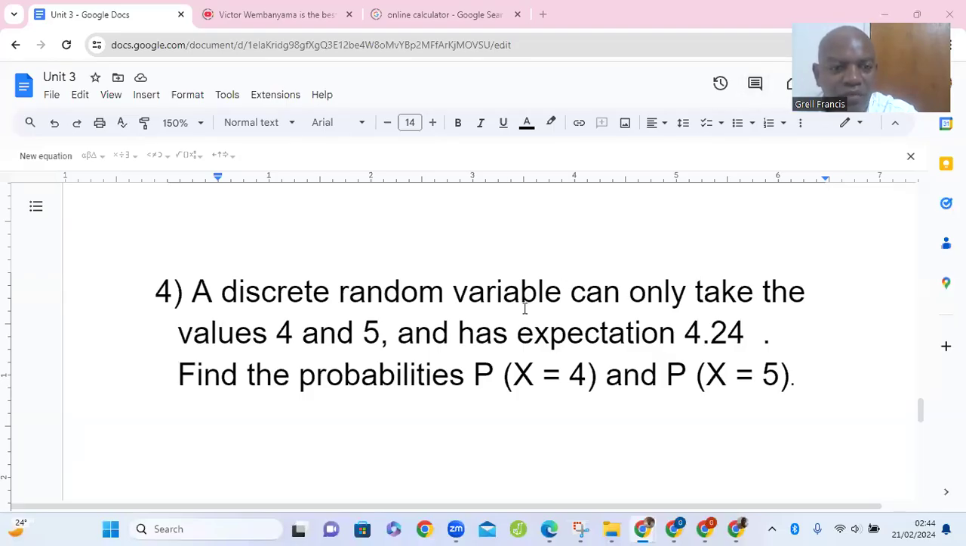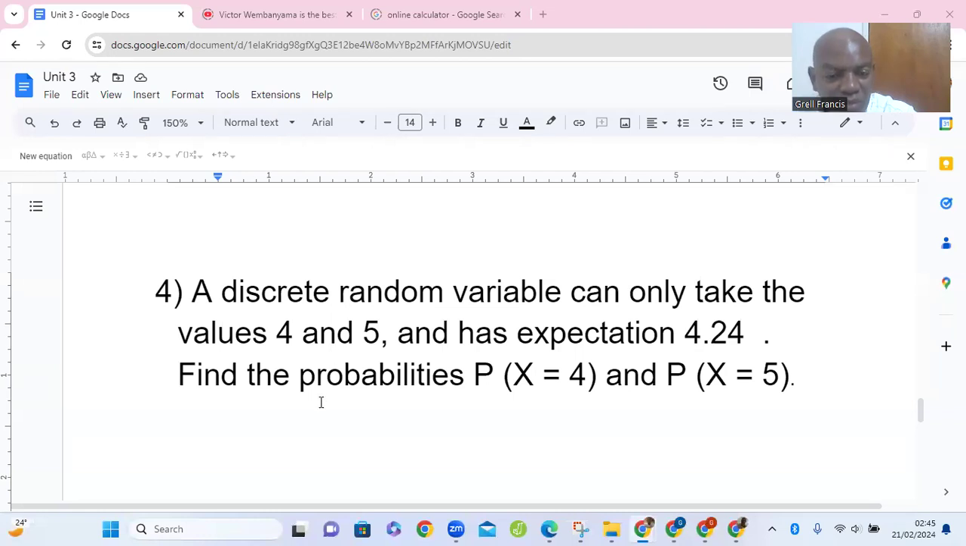This is question 4 from a series of 4 questions with regards to some problems on discrete probability distribution. And it says the discrete random variable can only take the values 4 and 5 and has expectation 4.24. Find the probabilities of P of x equal 4 and P of x equal 5.